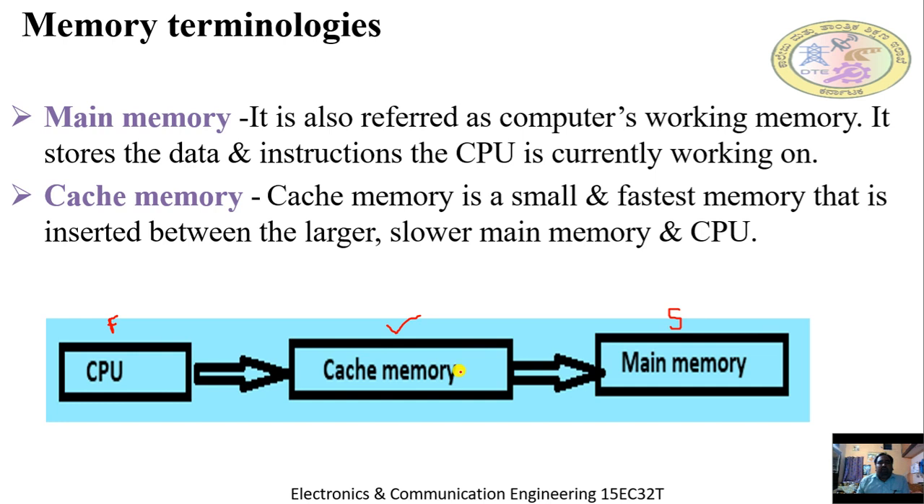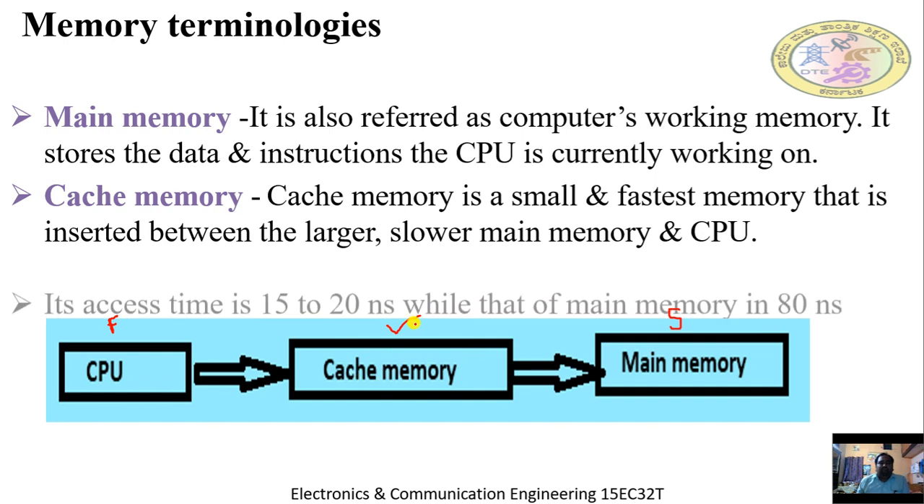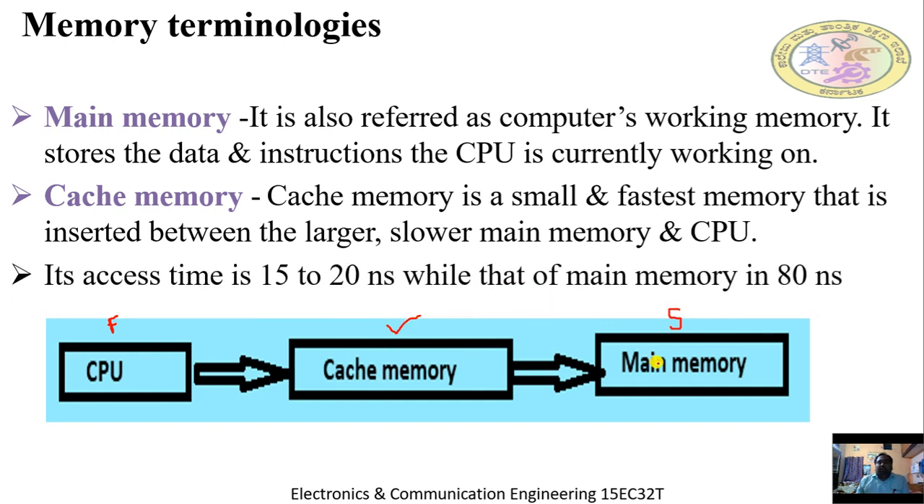Small memory obviously has less access time, or you can say it is faster in operation. Usually if the access time required for the main memory is around 80 nanoseconds, then the cache memory needs only 15 to 20 nanoseconds. Such a low access time is why they are faster in action.